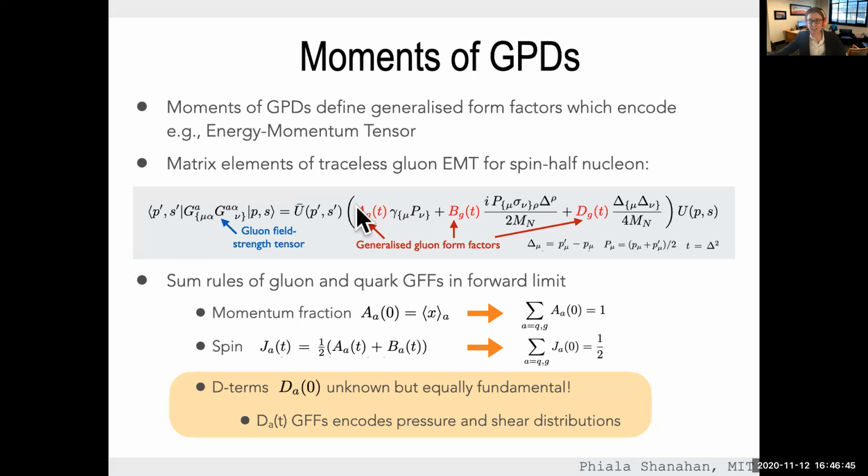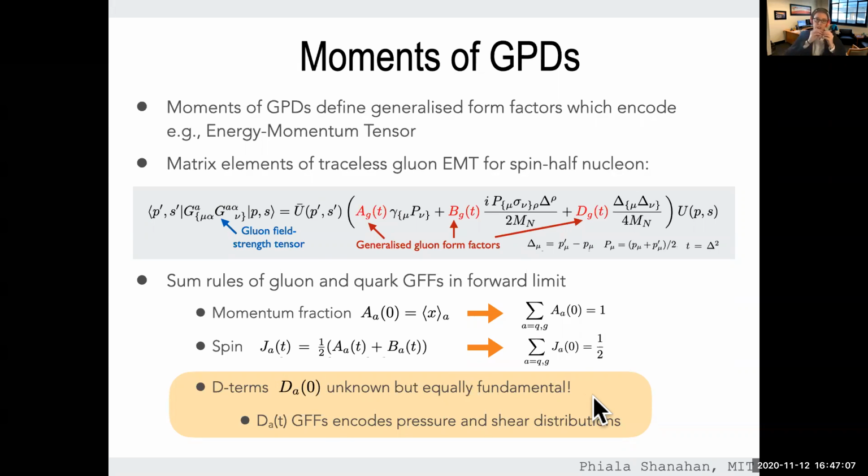So this A here with zero momentum transfer, with t equals 0, just looks like the momentum fraction. So how much momentum is carried by the quarks and gluons in the proton. The A and B are related to the spin. And then we also have the D, which are called the D terms, which are largely unknown, but equally fundamental.